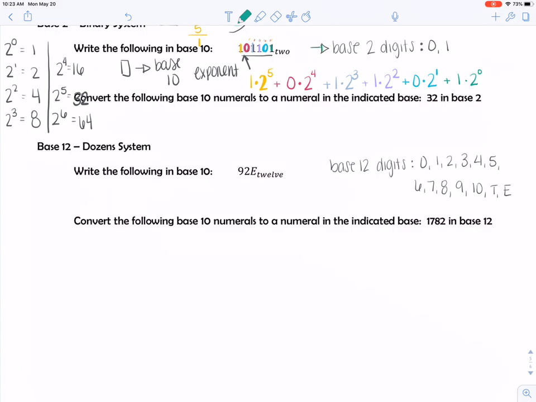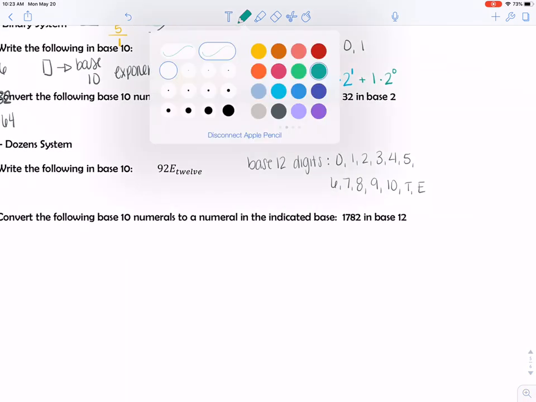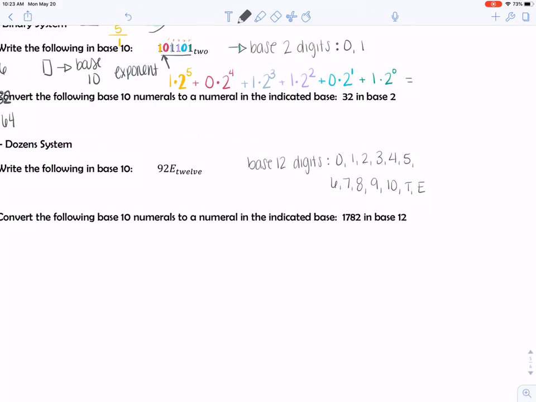So now that I have the exponents written out in expanded form, was what we called that in class, I'm going to just go through and multiply. So the first part, I'm going to have 1 times 2 to the 5th. Well, 2 to the 5th is 32. 32 times 1 is 32. Then 0 times 2 to the 4th. Well, 0 times anything is 0, so that's going to go away.